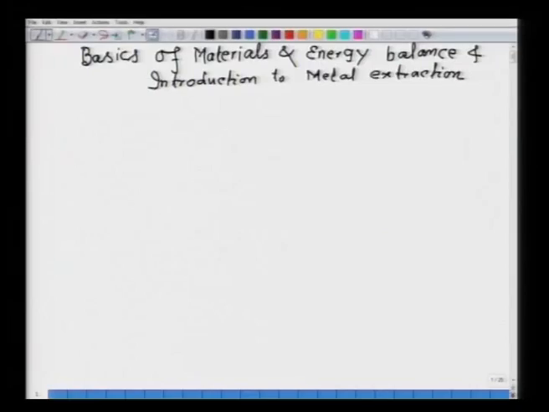Today's lecture will be on the basics of materials and energy balance, and if time permits, I will give an introduction to metal extraction. That is where we will be doing material and energy balance in various processes. You know that materials and energy balance are routine plant exercises.